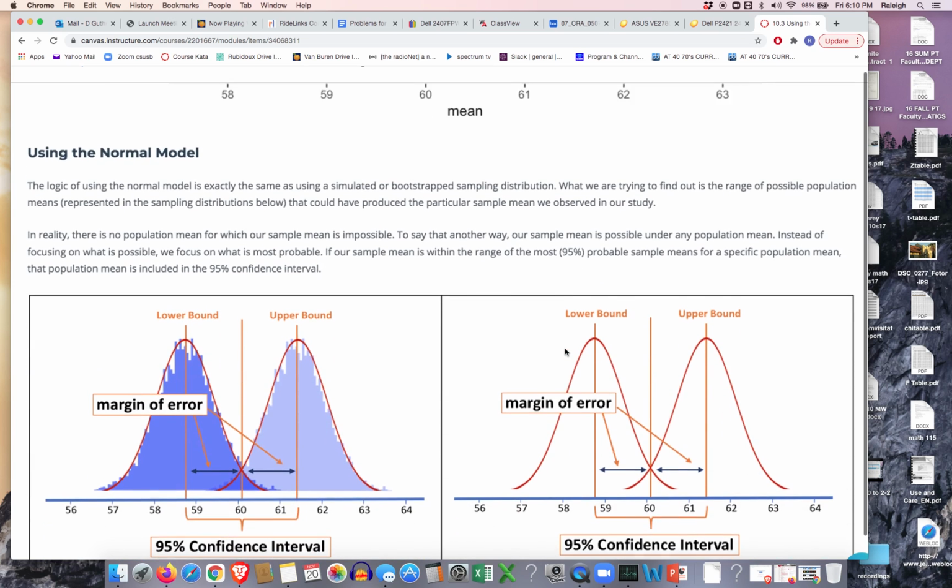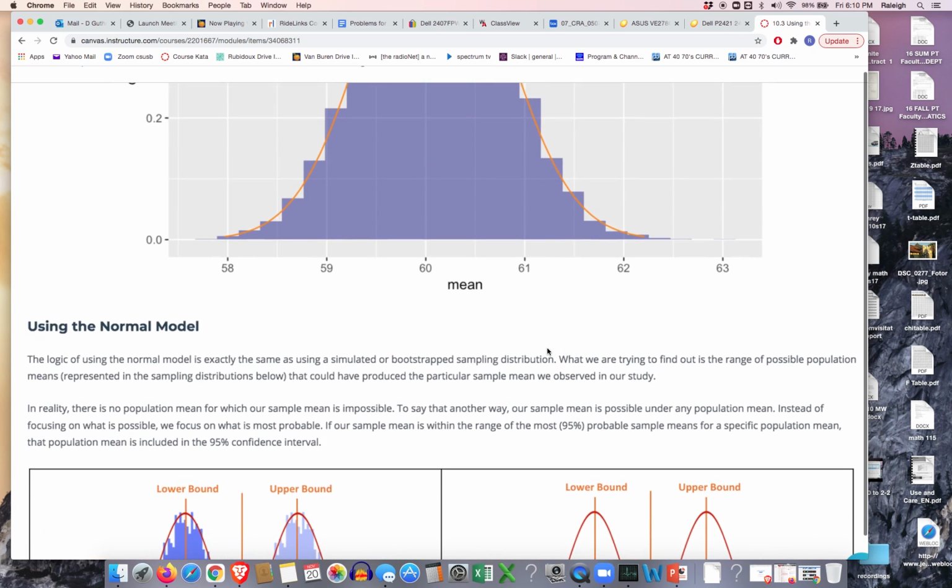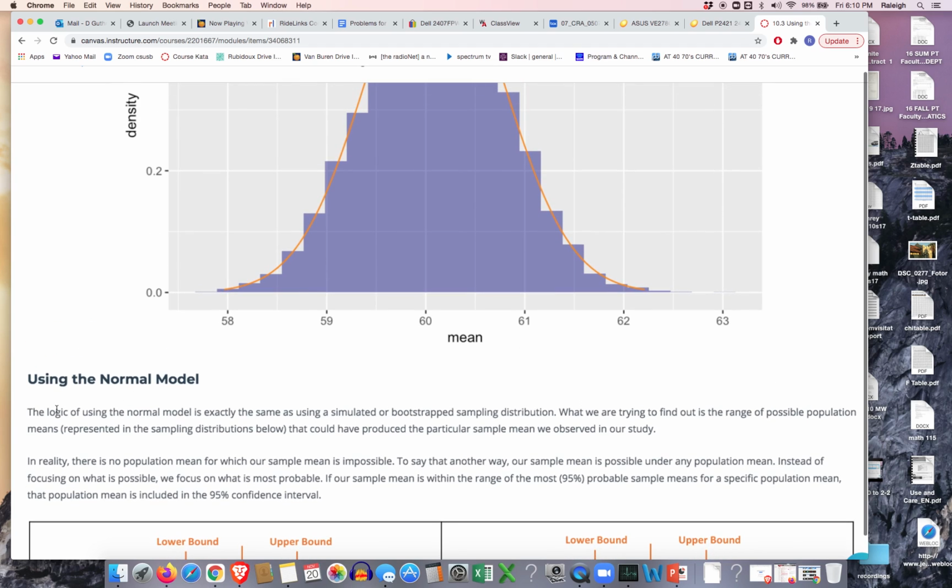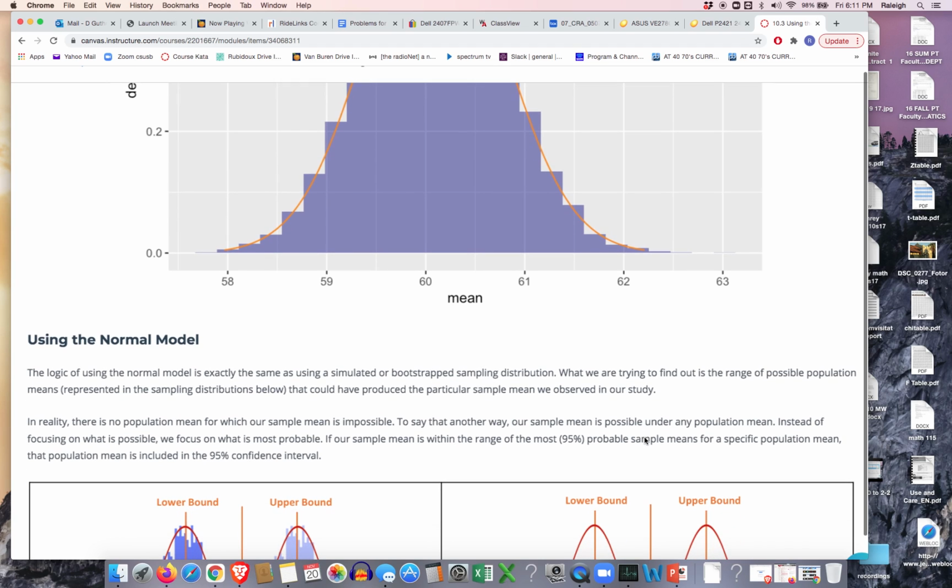Anyway, using the normal model, and I can see they're back to the twin tower argument again. Let me hide that. The logic of using this normal model is exactly the same as using a simulated or bootstrap sampling distribution. We're trying to find out the range of possible population means that could have produced the particular sample mean we observed in our study, at least with a realistic probability, such as 95%. As they say over and over, if you use 100%, then you can pick anything at all. But what good is that? Not much, except for those theorists.